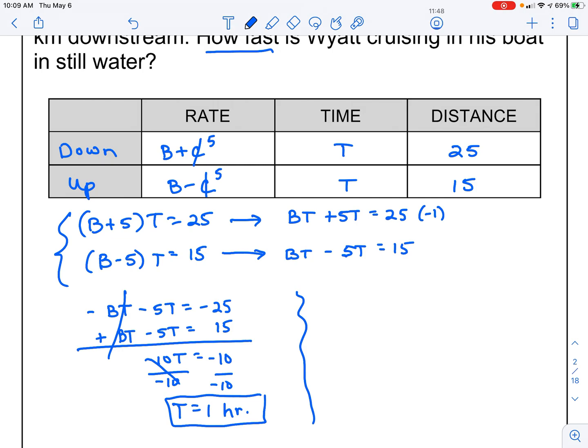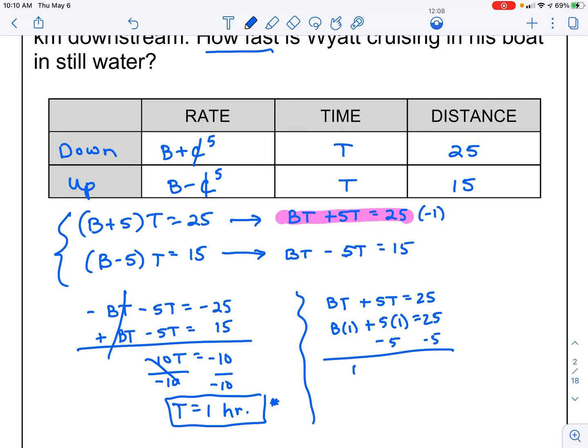Okay, now they didn't ask for that, but we need that to find the next part of our equation. So let's go ahead and take one of these equations from up top. I'll grab this one right here and write it: BT plus 5T equals 25. And I'm going to go ahead and substitute in my 1 that I got for my time down here. So B times 1 plus 5 times 1 equals 25. We'll subtract this 5 from both sides. So you're going to have B equals 20.